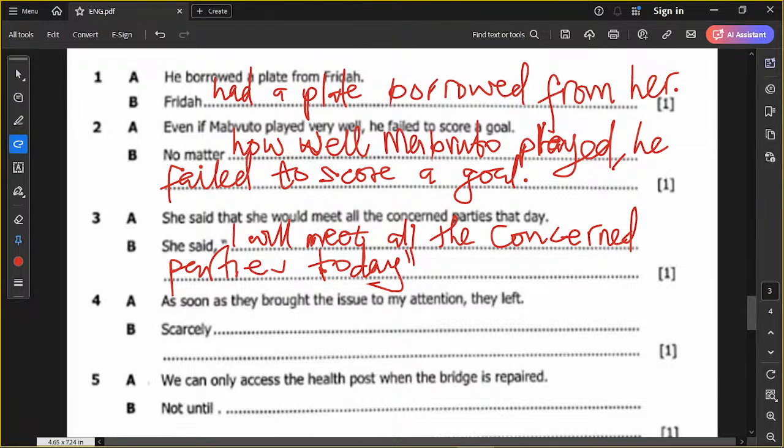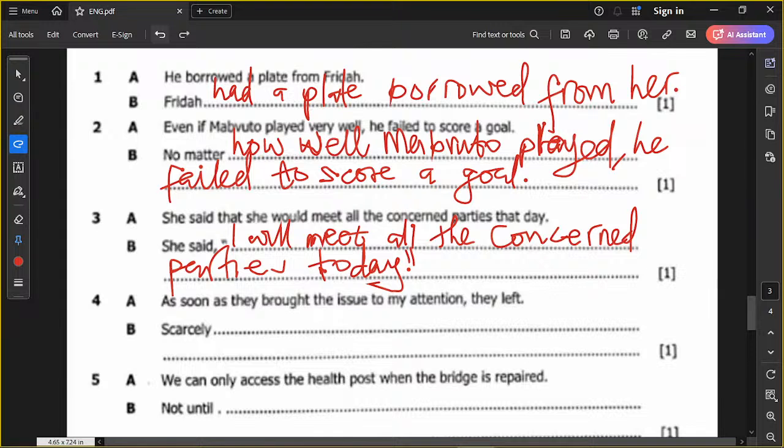Okay, I will meet all the concerned parties today. That is how it is written. And don't forget to put a full stop, please, to indicate the end of the sentence. Okay, unless otherwise, we go to question 4. Please, if you have got questions, don't hesitate to write in the comment section.